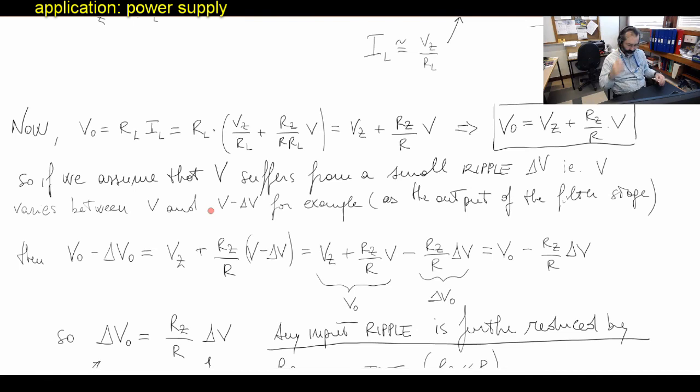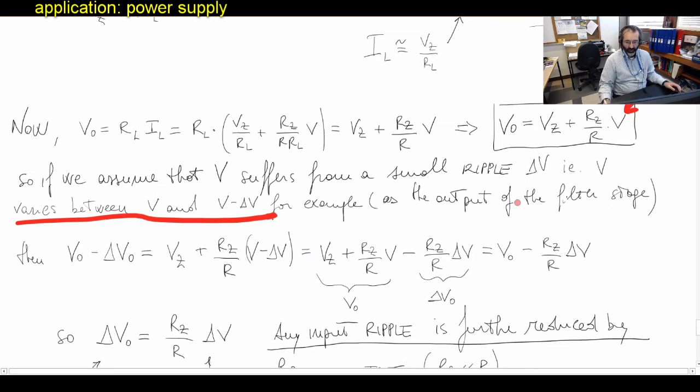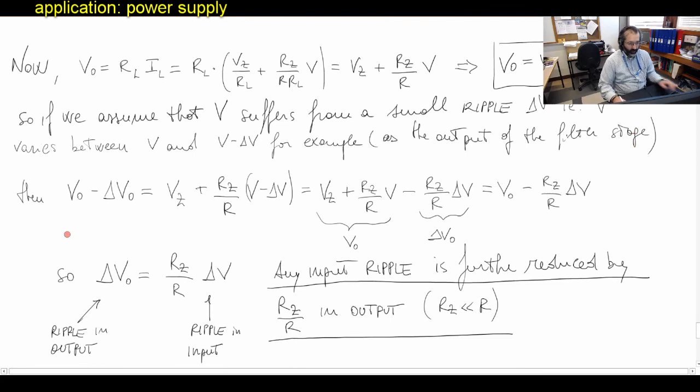And so let us assume that the input, here indicated as V, suffers from a small ripple, delta V. This means that V varies between V and V minus delta V. So if we put this into the equation for V output, V may also be V minus delta V, and then we should end up demonstrating that V output must be some V output minus delta V output. This is obtained simply by substituting these things into the formula.